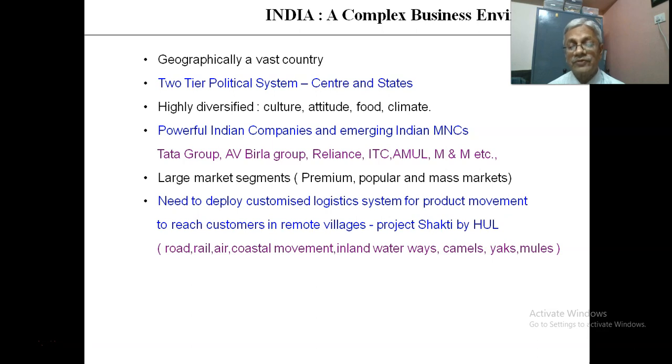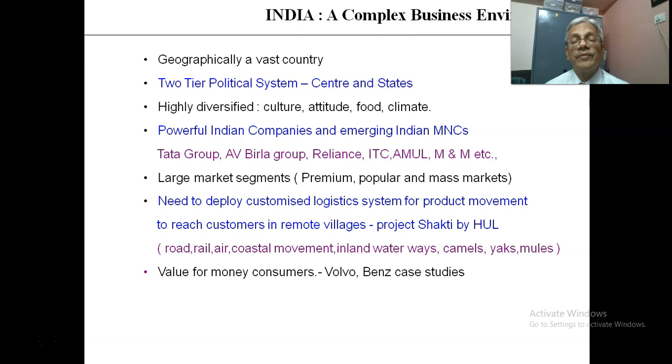You might use camels. Similarly, suppose you go to places like Kerala, inland waterways will be the ideal solution for logistics, not the other usual movement. So like that, you have to be very dynamic, and you have to have an appropriate logistics model in place. Then only will you be able to have even the last mile connectivity, and the value for many customers.